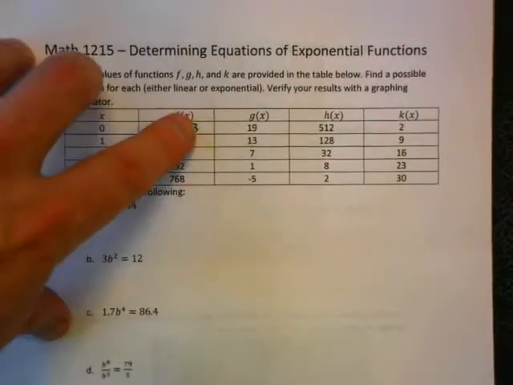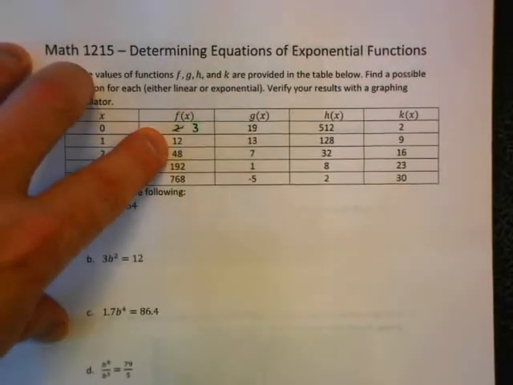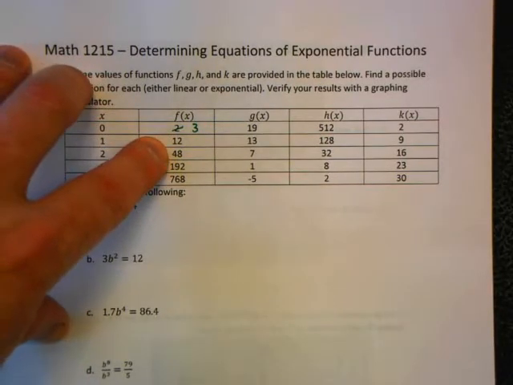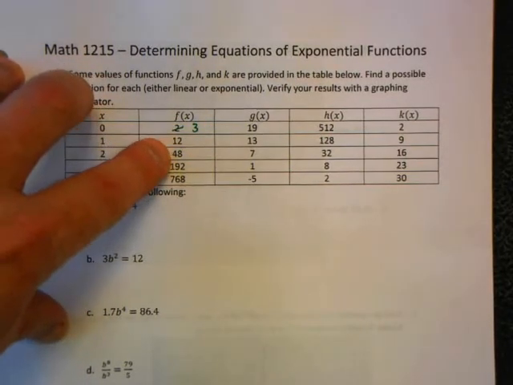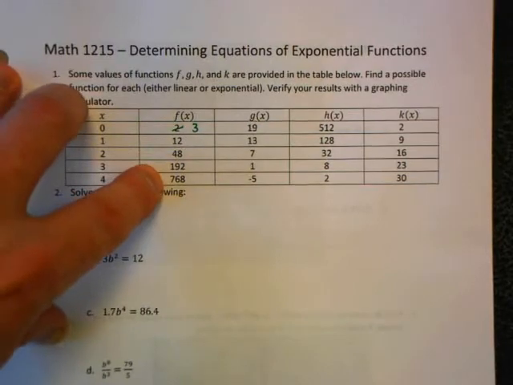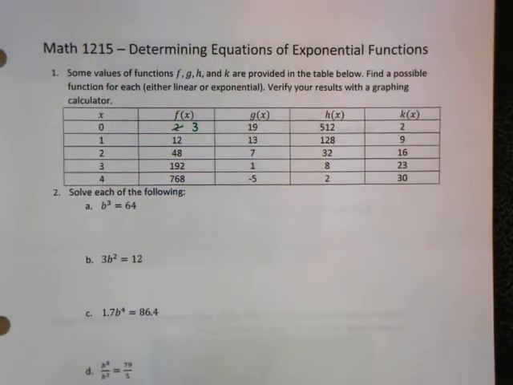Then, how do I go from a 3 to a 12? I multiply by 4. How do I go from a 12 to a 48? Multiply by 4. 48 times 4, I hope is 192. And 192 times 4 is 768. So this one is exponential.